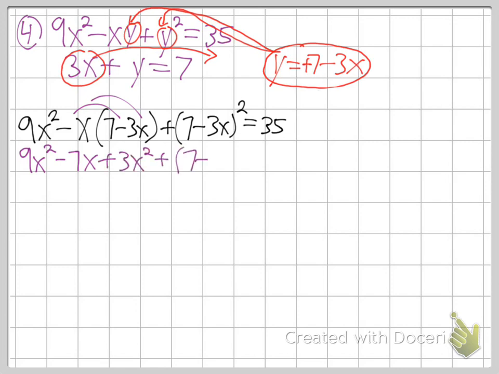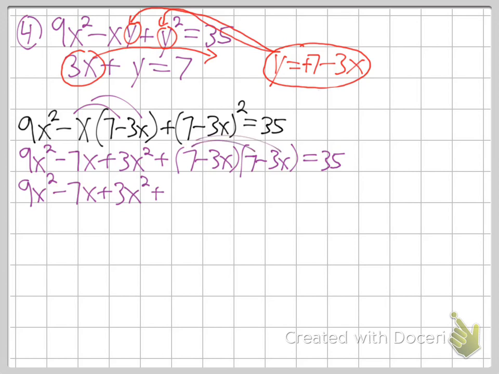This, we've got to write two of these, don't we? Whenever there's a 2 on a parenthesis, you got to write two of them. Like that. Okay. So now, where are we at? Minus 7x plus 3x squared. Then FOIL this. This is going to be 49 minus 21x minus 21x plus 9x squared is 35.